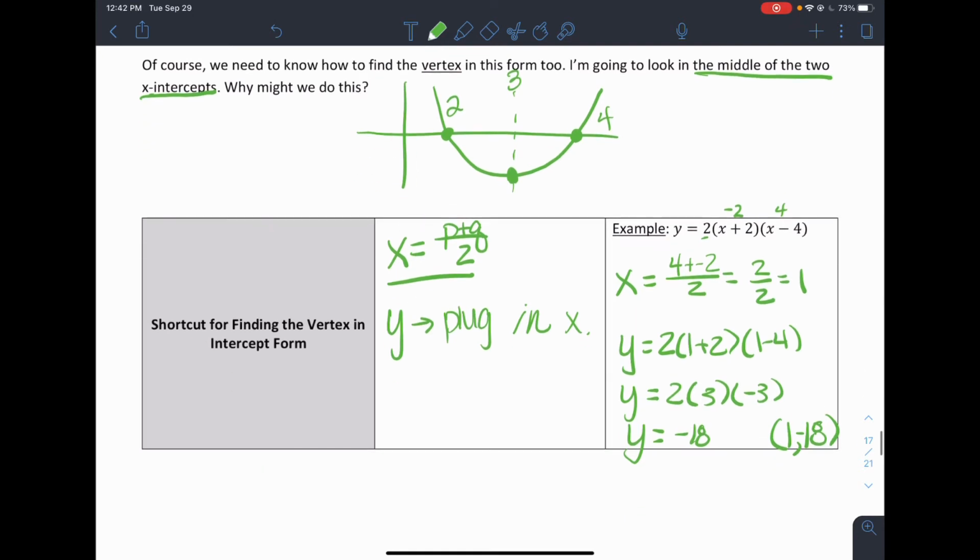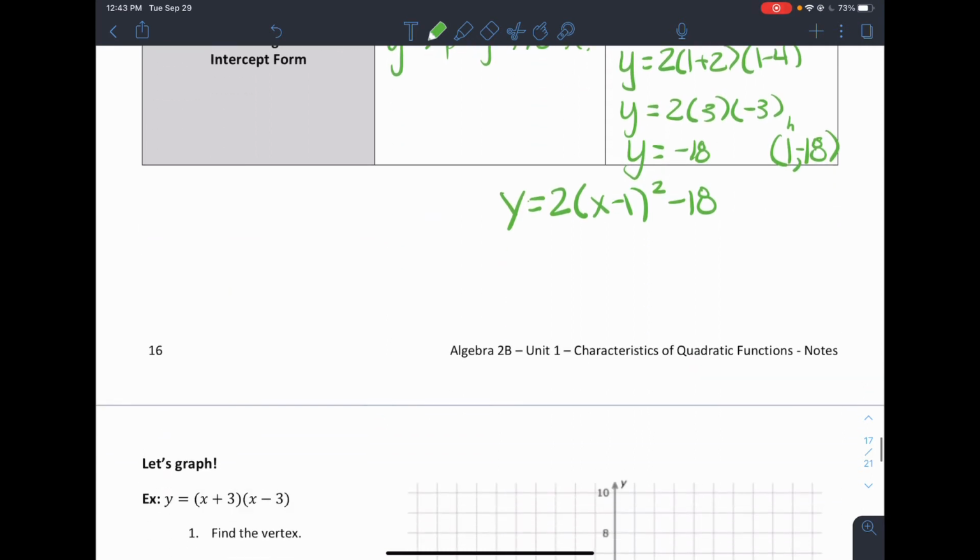And just like before, I can totally write this in vertex form if I wanted to. I wasn't asked to, but I'm just pointing out that I could write this in vertex form because I know A is 2. I know H is 1, so x minus 1 squared. And I know K is negative 18. So there it is in vertex form. That's actually going to help me graph, right? Because we know how to graph in vertex form. So let's try this.